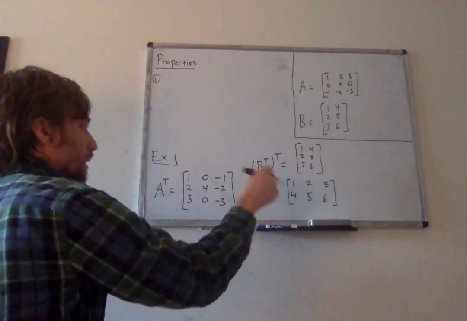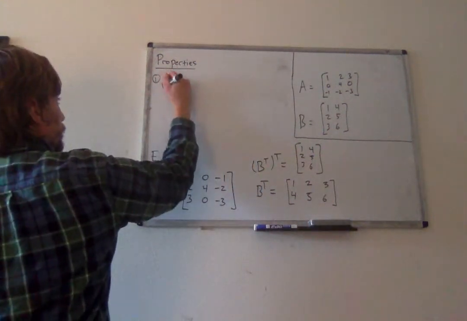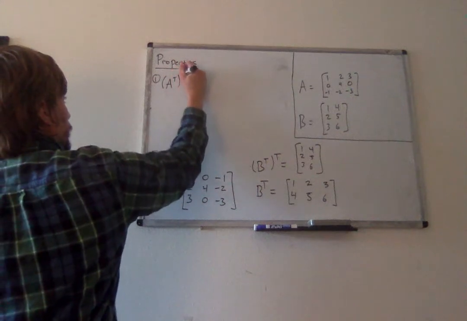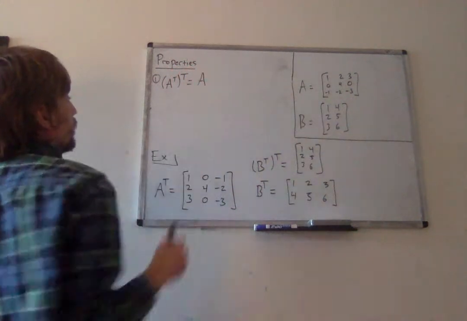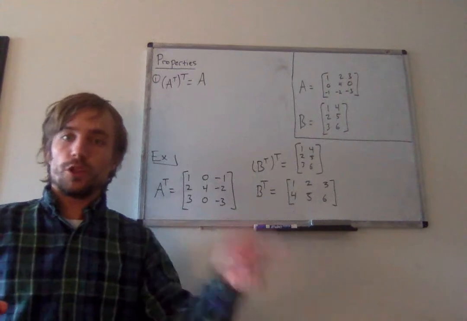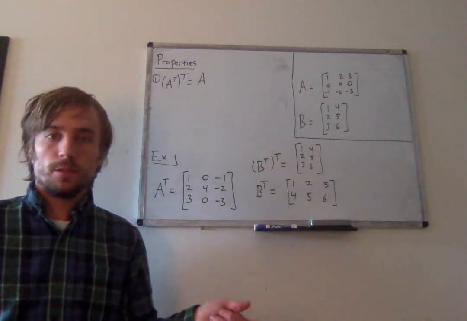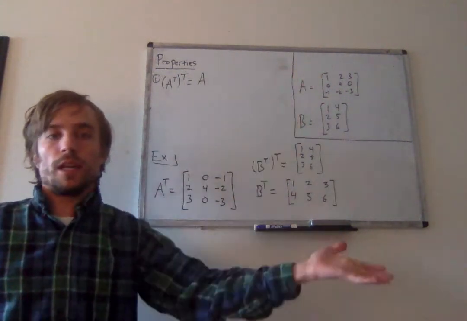And so from this example here, the transpose of any matrix is just equal to the original matrix. That is, if you apply the transpose twice, you get back to where you started. So A transpose transpose is equal to A.